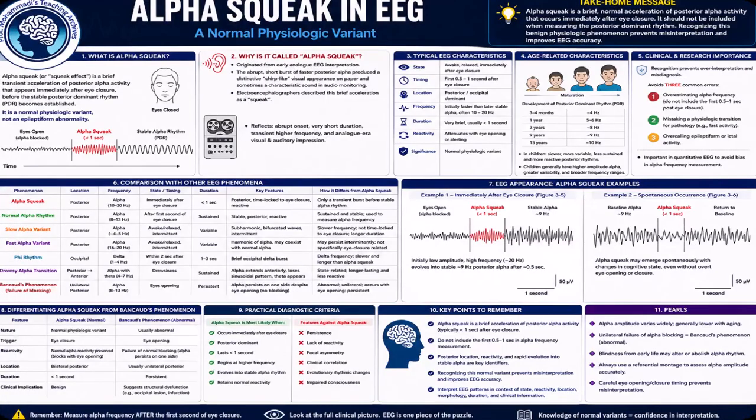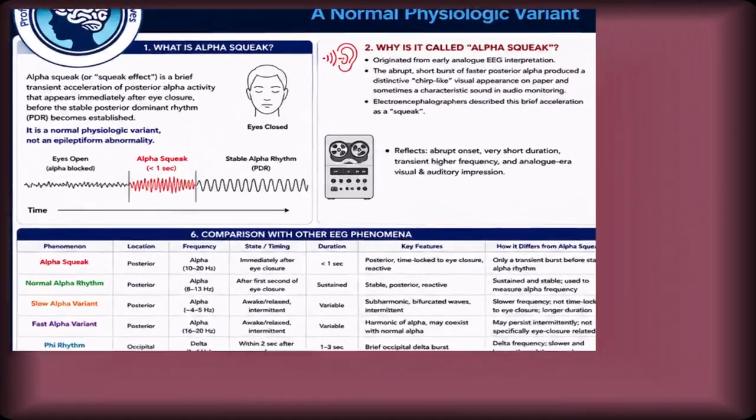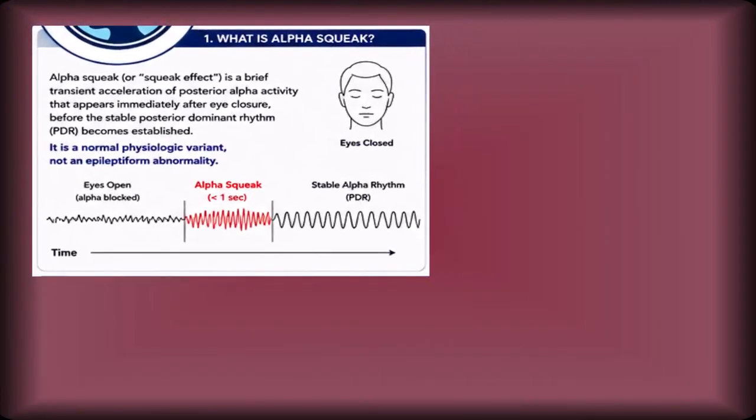Today, we will review an important and often under-recognized normal EEG phenomenon known as alpha squeak. This infographic summarizes the definition, physiology, historical background, EEG characteristics, developmental features, differential diagnosis, and practical interpretation pearls related to alpha squeak in clinical neurophysiology. Let us begin with the basic concept.